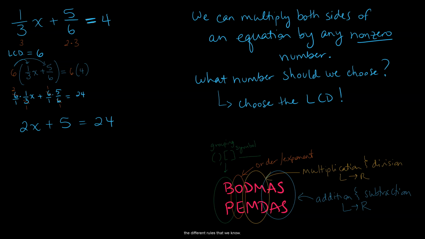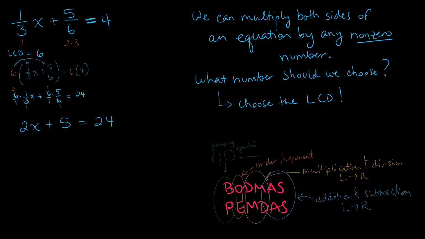We multiply by the least common denominator to get rid of the denominators. The fractions are gone, and now we have a nice linear equation that we need to solve for. So let's start out and subtract 5 from both sides. We can multiply both sides of an equation by a non-zero number. We can add and subtract both sides of an equation by any number. And we subtract 5 because the 5 is being added to the x. Subtracting 5 gets rid of it.